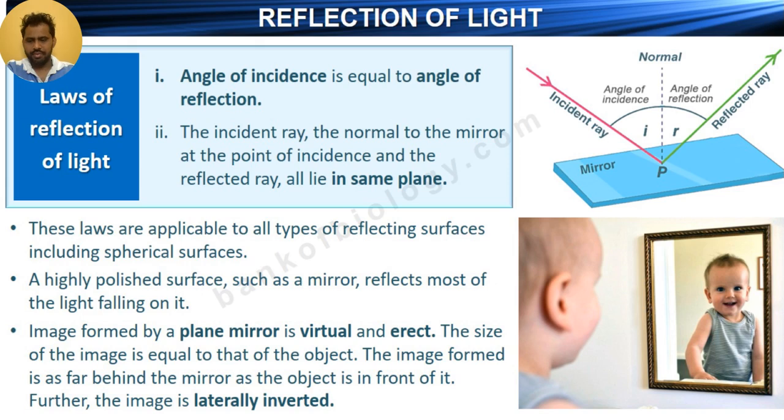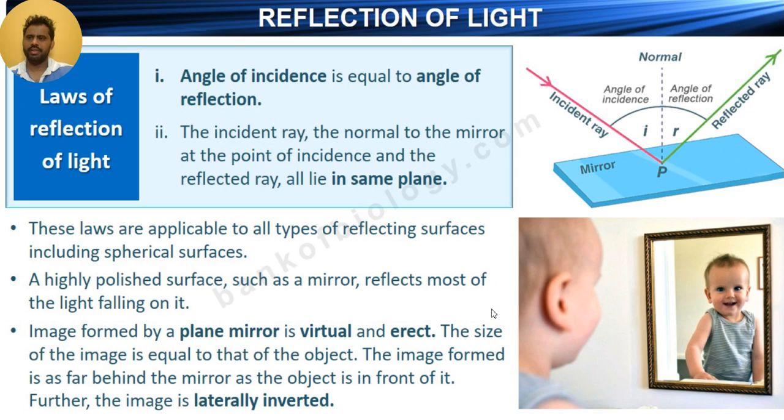Okay. And further, the image is laterally inverted. What is the meaning of lateral inversion? Laterally inverted means, like in this recording, you can see me on top. This is also an example of lateral inversion. I have lifted my right hand, but in the video you can see that I have lifted the left hand. This is lateral inversion. I have lifted the left hand in reality, but you can see me lifting the right hand in the video. That is called a lateral inversion. So I hope this is clear.